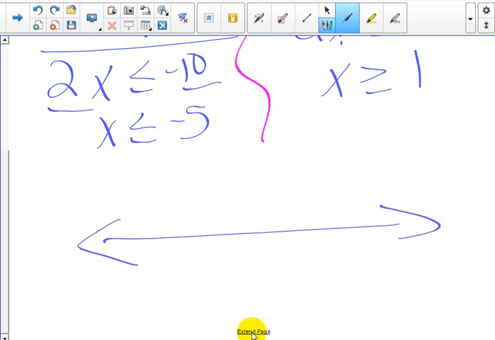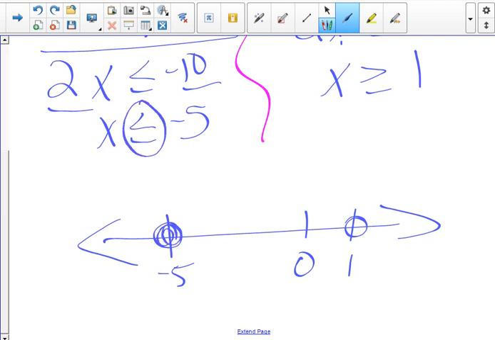I should say two segments with the gap in between. So here we have a -5 as our boundary, and then let's just do a 0 and a 1 there. Right? So I'm going to do my open dots there, and I'm going to look at my symbols. Less than or equal to -5, so it's also equal to, but it's less than. So it's going to go this way. X is less than or equal to -5.